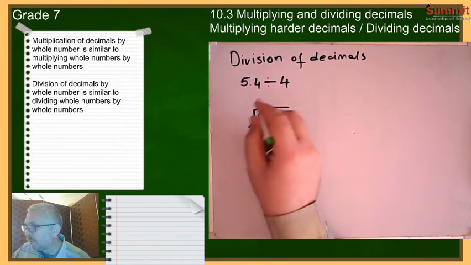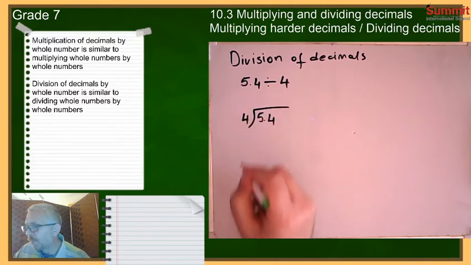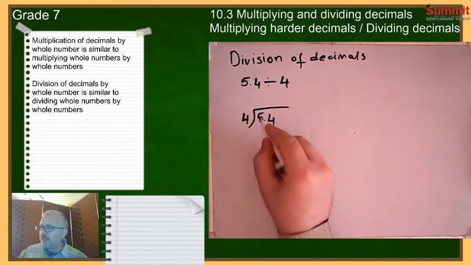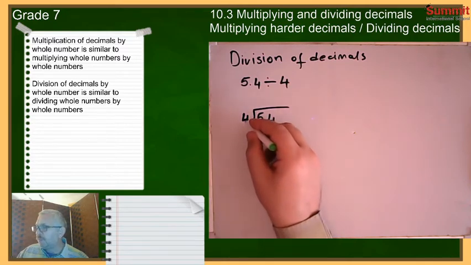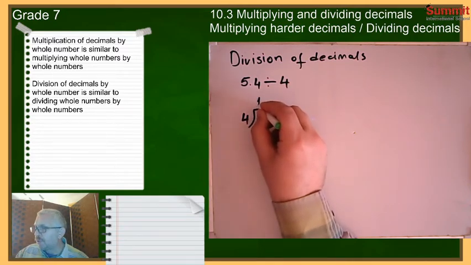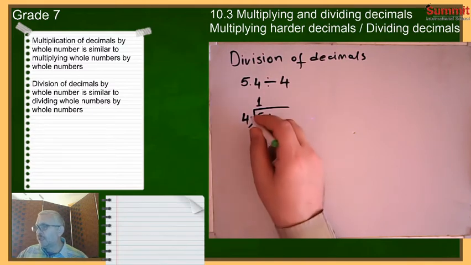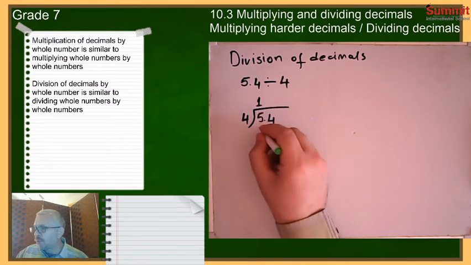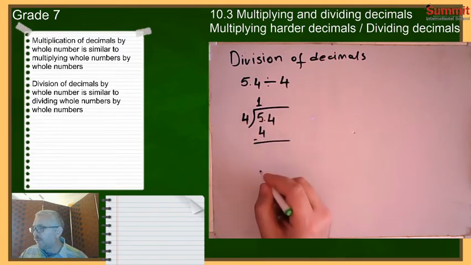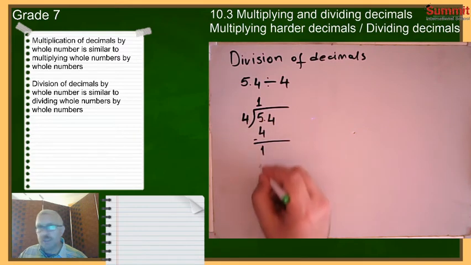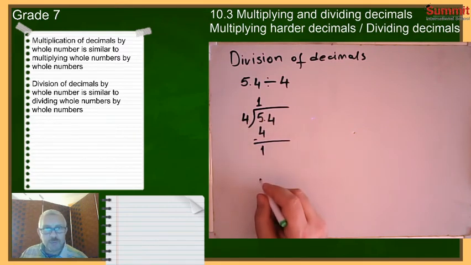5.4 divided by 4. How many 4s do we have in 5? We are going to check this one. We have 1 time. 1 multiplied by 4 is 4. Let's do subtraction. What is left here? Here 1 is left. Now what are we going to do? We are going to bring down the 4.